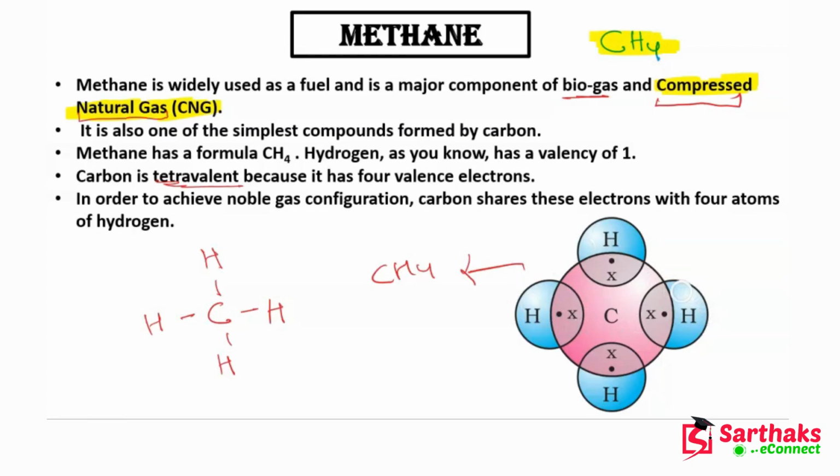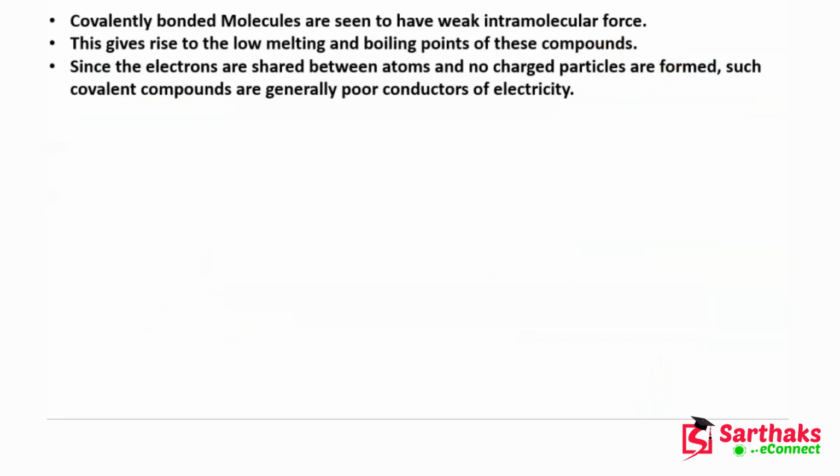Okay, hydrogen attained the noble gas configuration, and the nearest noble gas to hydrogen is helium, and carbon also has completed its octet. So I hope guys this is clear to you. Now let's move on to the next slide and let's talk about some important points about covalent bond molecules.